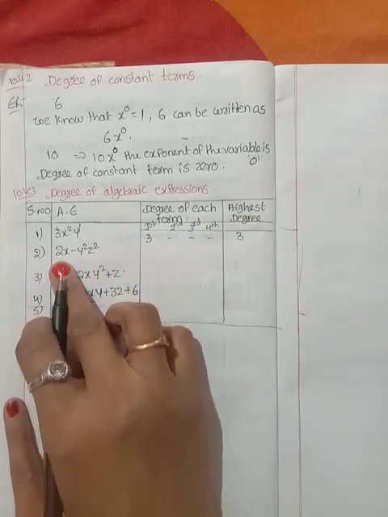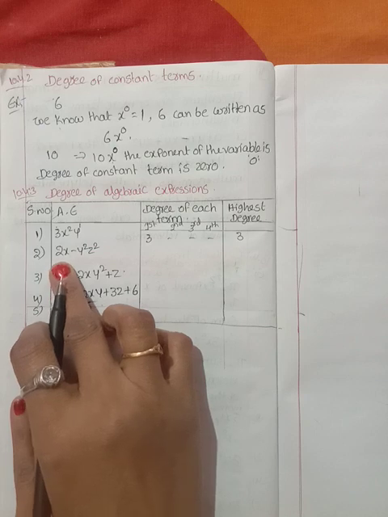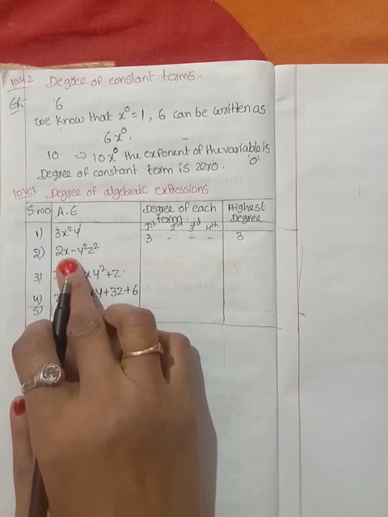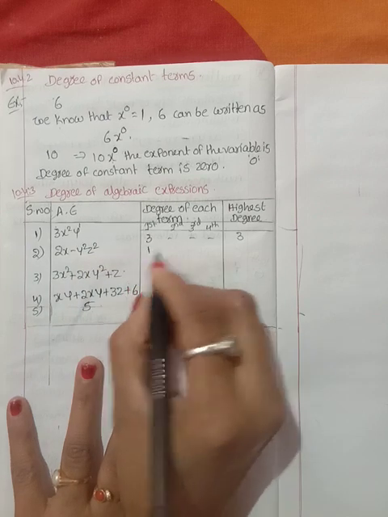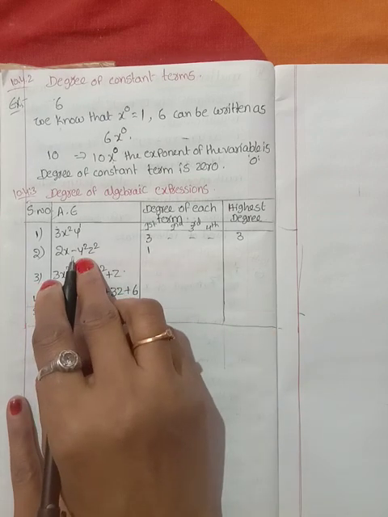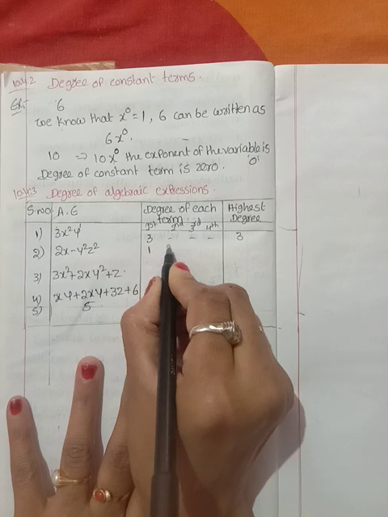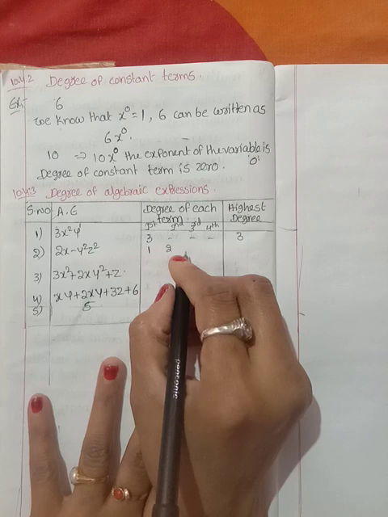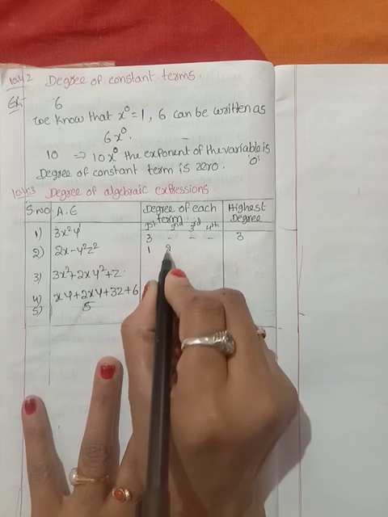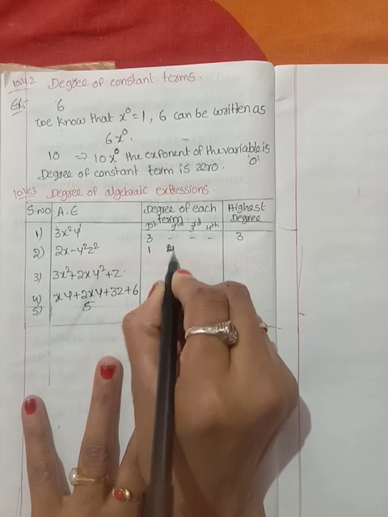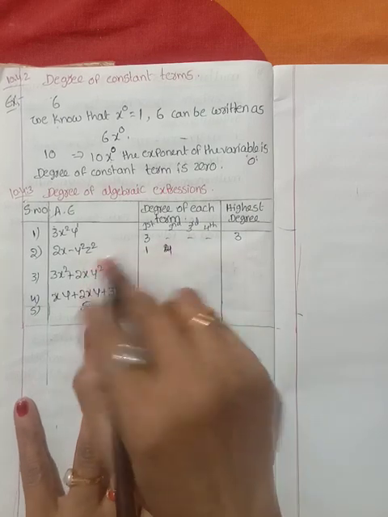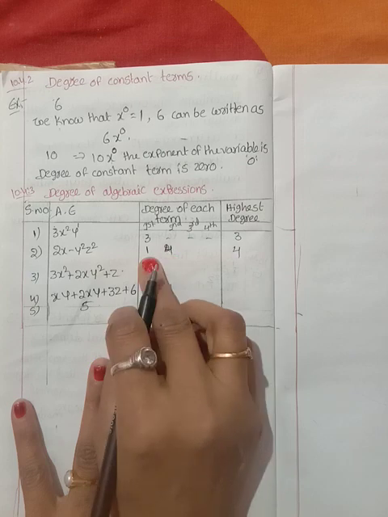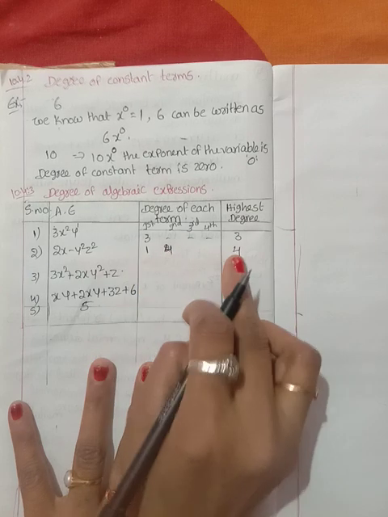Next is the second one. There are 2 terms here, so it is a binomial. In the first term, the exponent of x is only 1. In the second term, the exponent of y is 2, and the exponent of z is also 2, so the total is 4. Which one is the highest, 1 or 4? The highest is 4 only.